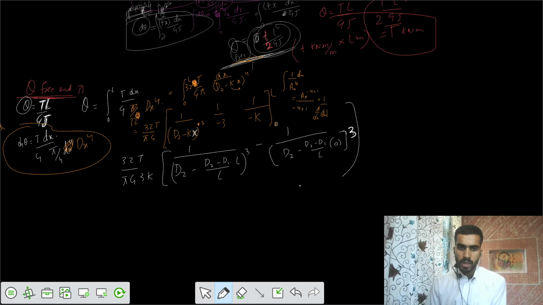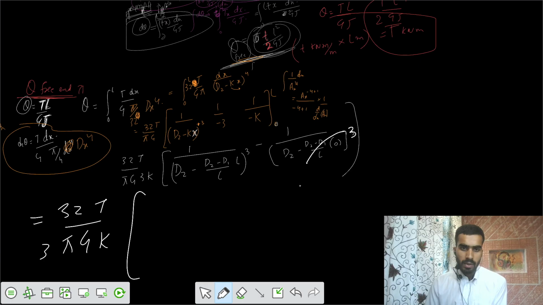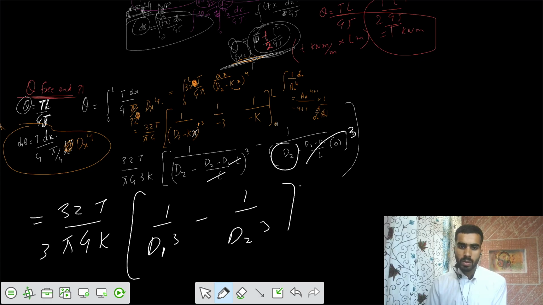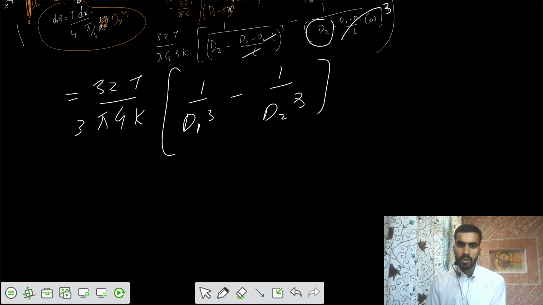This is your cube. So I would say this part goes to 0, so we are left with 32T by 3πG k. Then that becomes d2 minus d2, that is 0, and you're left with positive d1 cube. So 1 by positive d1 cube minus 1 by positive d2 cube. So we got this equation now.